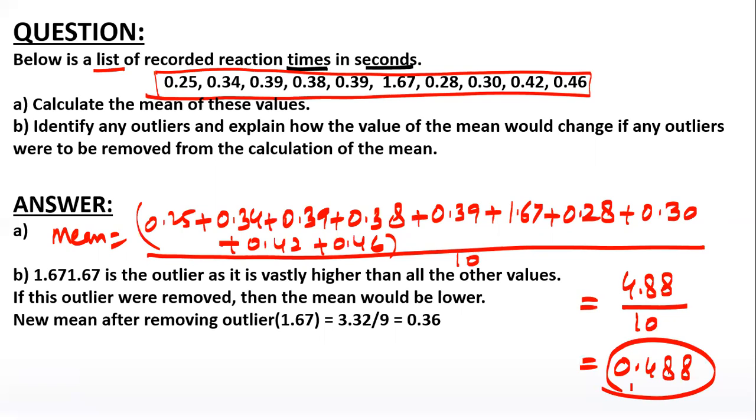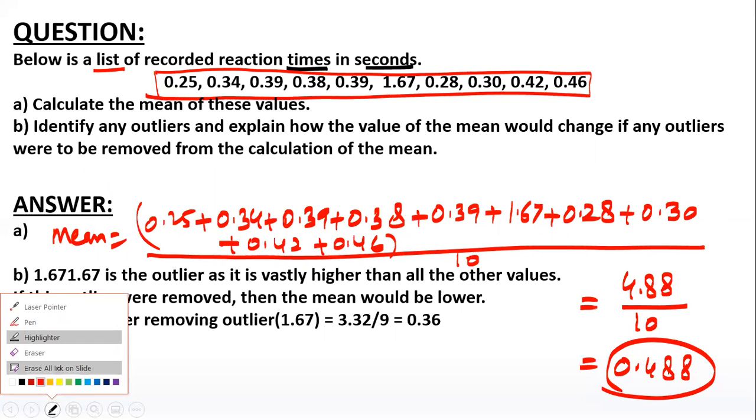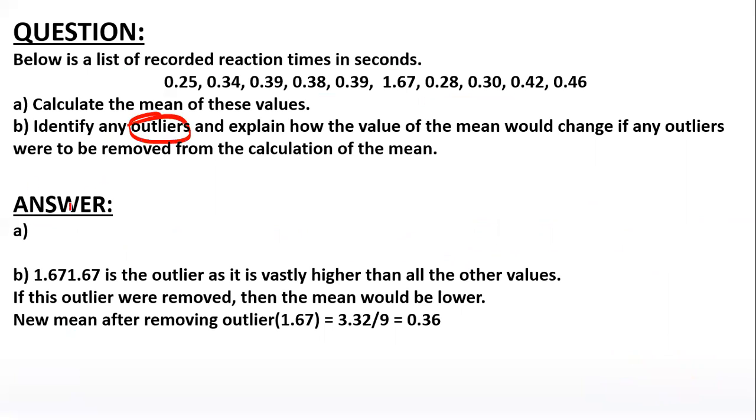Now, what is the second part? The second part is to identify any outlier. You can see over here which number is totally different from others. So identify any outlier and explain how the value of mean would change if the outlier were removed from the calculation of the mean. So here we can see this number is different from others. This 1.67 is the outlier as it is vastly higher than all other values.